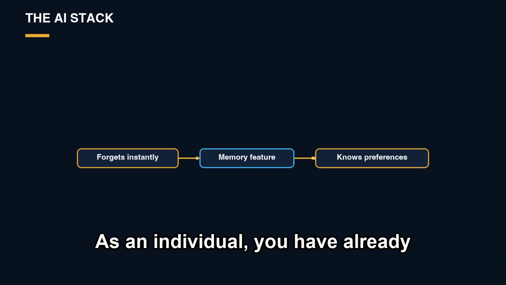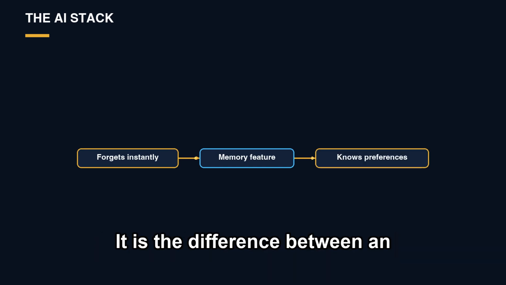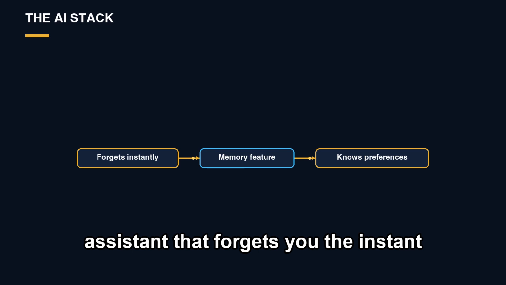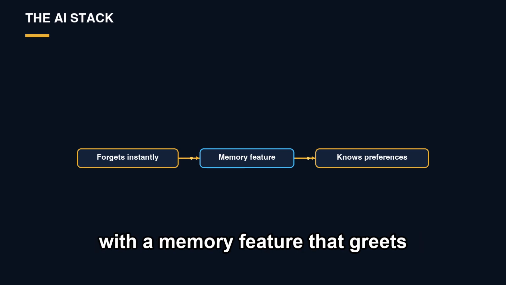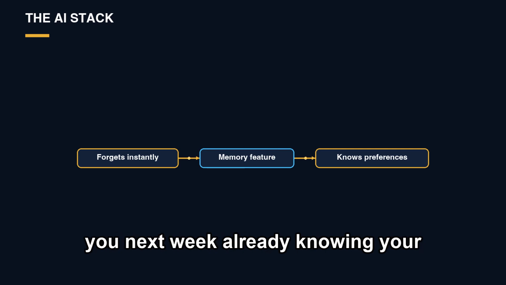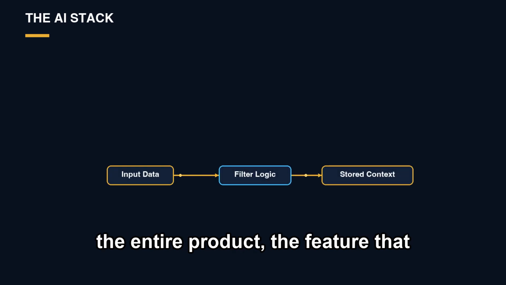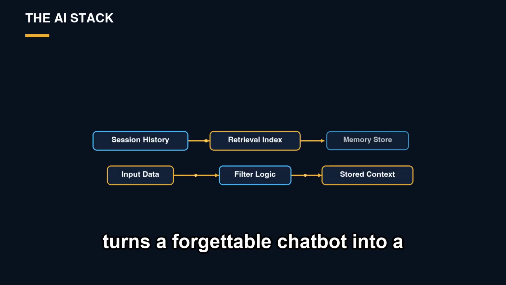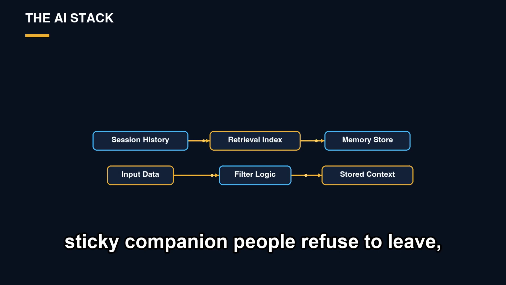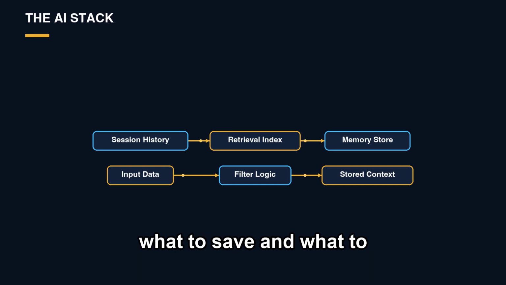So, how does this land depending on who you are? As an individual, you have already felt this. It is the difference between an assistant that forgets you the instant you close the app and one with a memory feature that greets you next week already knowing your preferences. As a startup, memory is often the entire product, the feature that turns a forgettable chatbot into a sticky companion people refuse to leave, and the engineering job is deciding what to save and what to safely throw away.